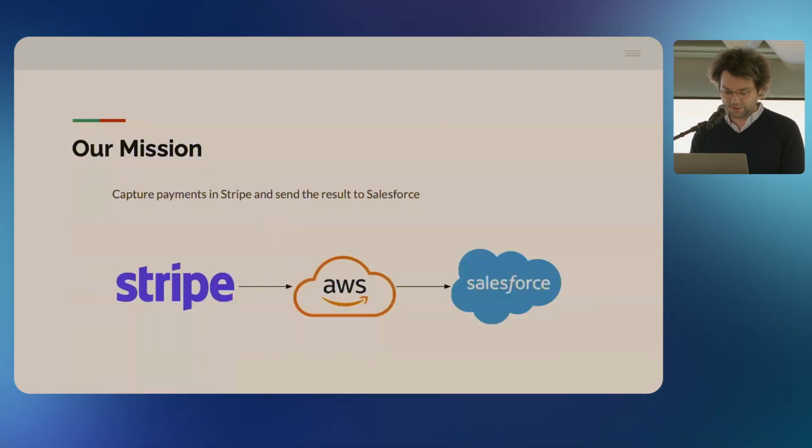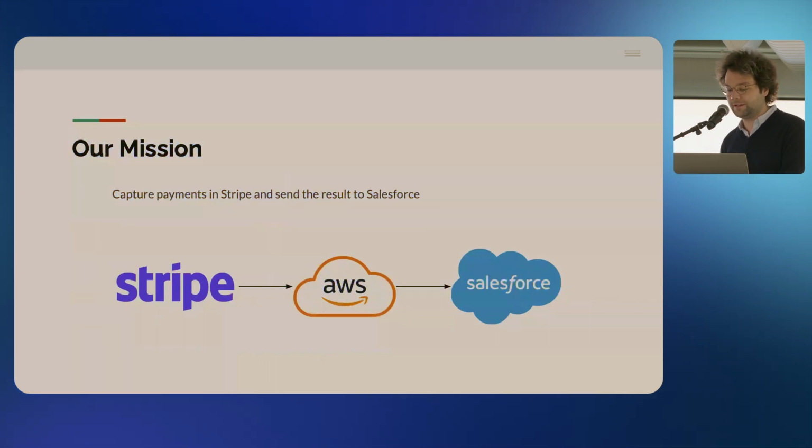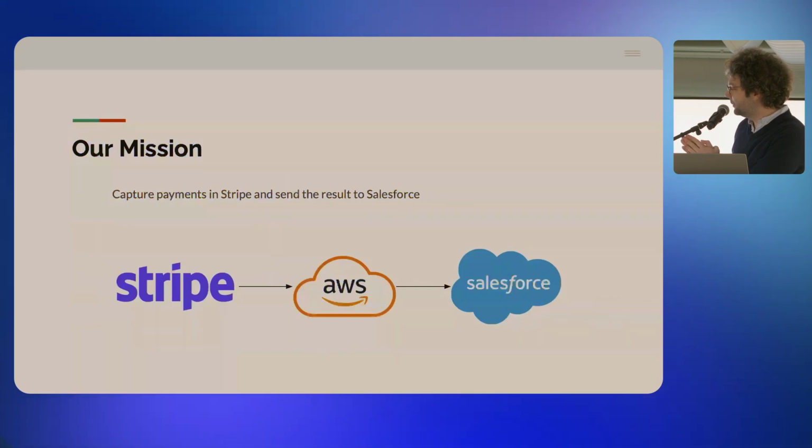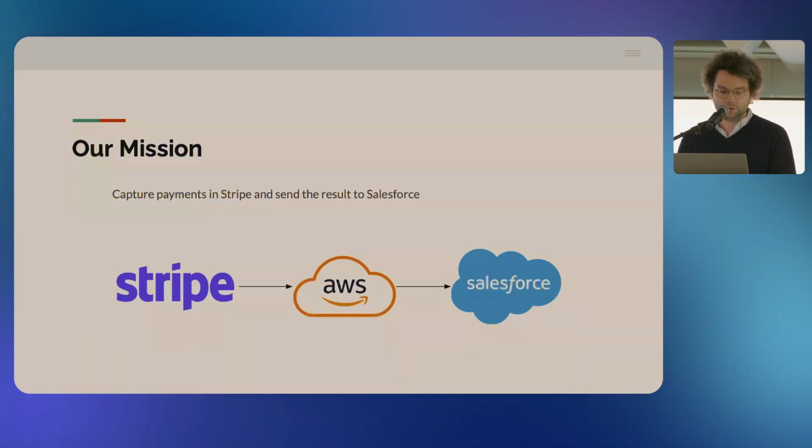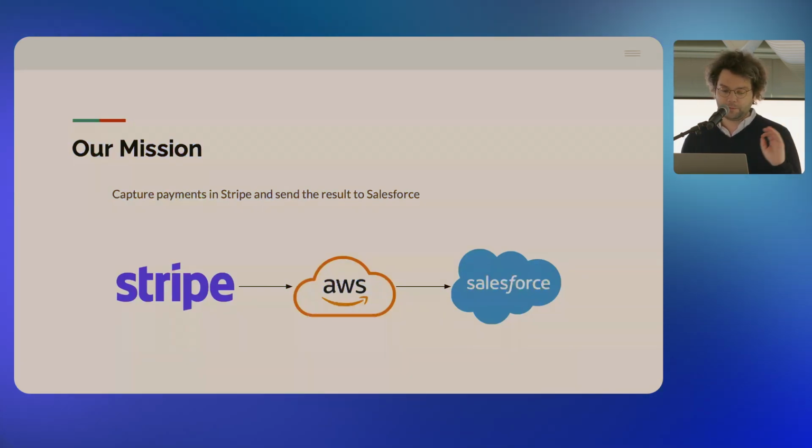I'm gonna check the time. Yeah, great. So what we're gonna do tonight, we're gonna capture payments in Stripe. We're gonna send them to AWS and then display them into Salesforce. We're actually gonna copy them to Salesforce. It's gonna be something which is pretty simple, as when you're starting an integration.